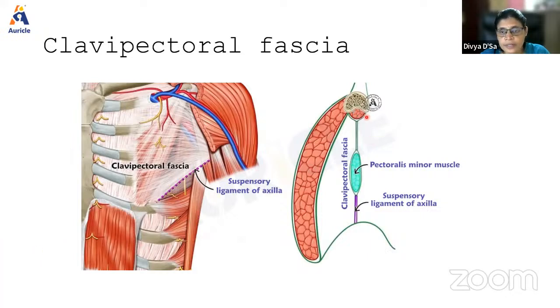Okay, so we have the subclavius muscle here. The fascia is attached to the anterior and the posterior lips of the subclavian groove. Then it fuses, forms a single layer, and again splits to enclose the pectoralis minor muscle. Then both the laminae again fuse together and form a suspensory ligament. It gets attached to the base of the axilla, where it maintains the dome shape of the axilla.